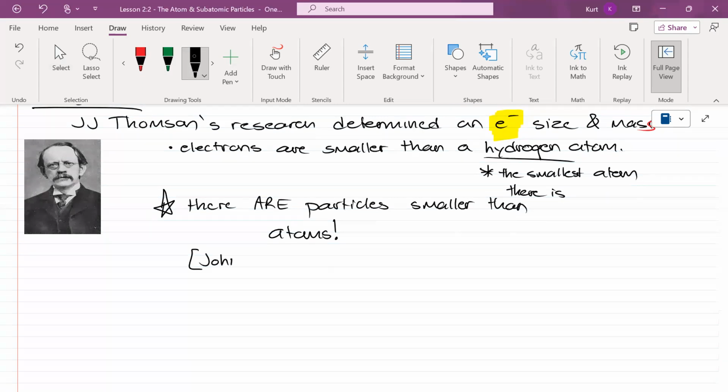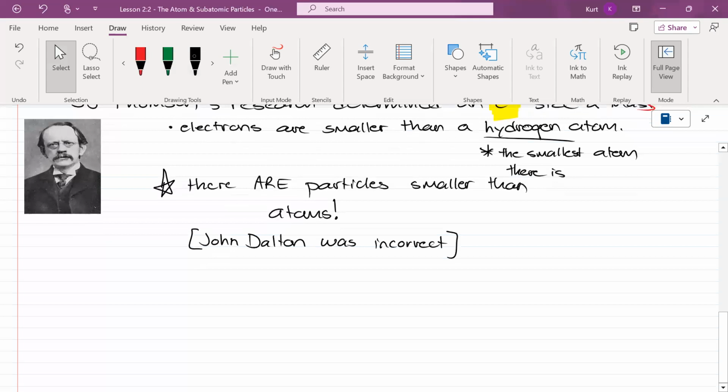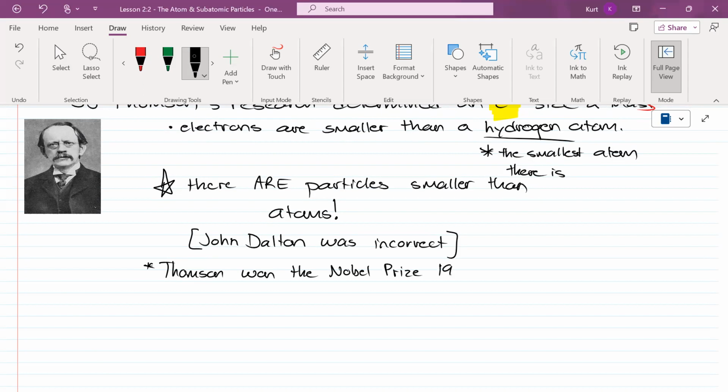So here's something else to consider. Last week, I told you about John Dalton, who proved Democritus was wrong, or sorry, right? But there were a few things John Dalton did not get correct, and this was one of them. John Dalton was incorrect with this. He stated atoms are indivisible. That means they cannot be broken down any smaller. Atoms is as low as they can go. That was an incorrect claim. And because of J.J. Thomson's work, he earned the Nobel Prize in 1906, which is a little more than 100 years ago.